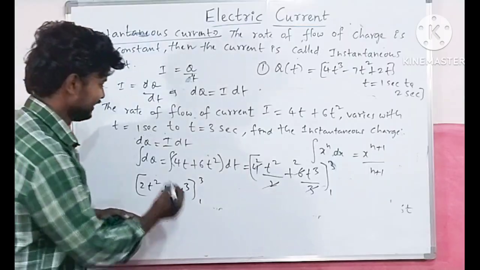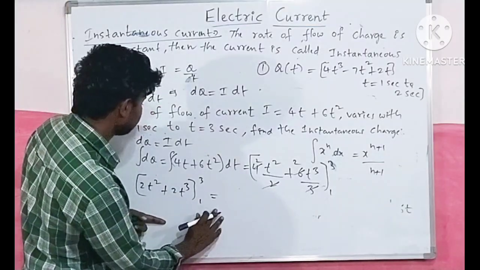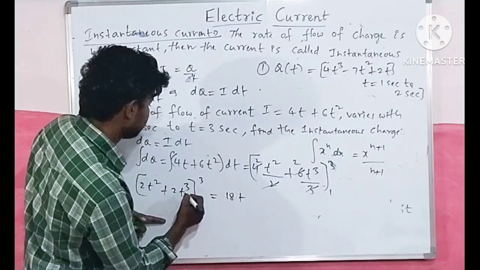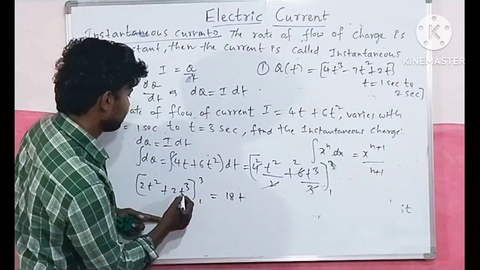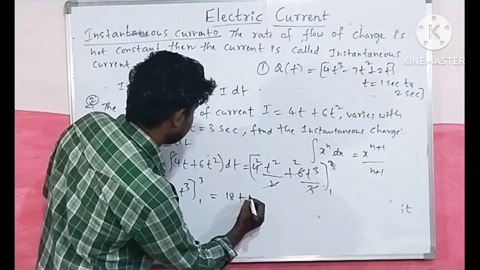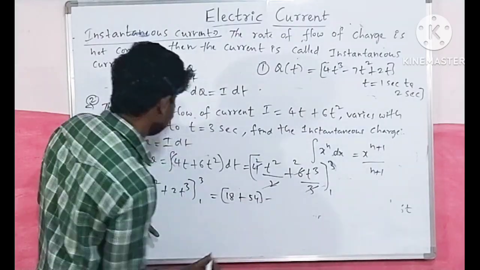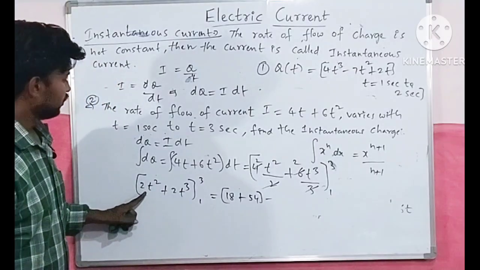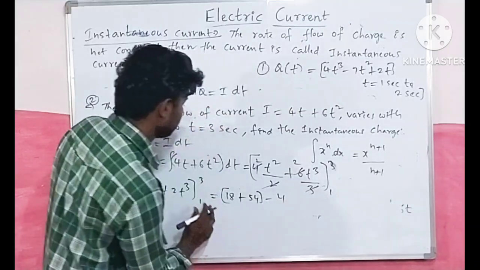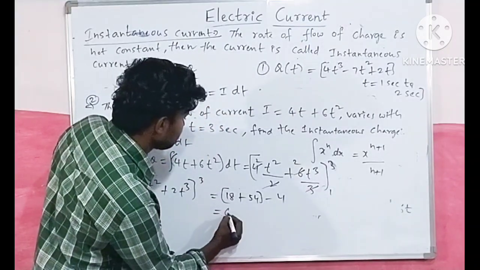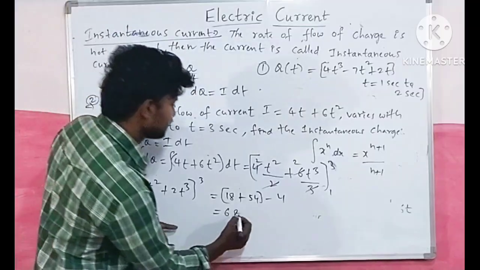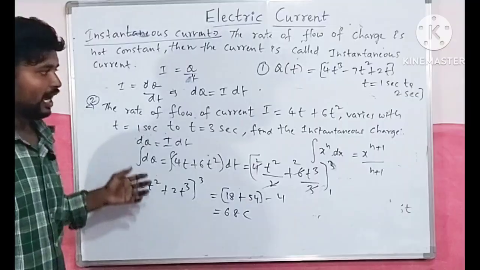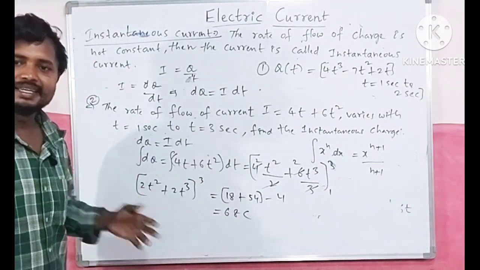First we put in 3. When we put 3 here, we get 2 into 9, 18, plus 27 into 2, 54, so 72. Minus, when we apply 1, we get 2 plus 2, 4. So you will get 68 coulombs of charge. This is how to find the instantaneous charge and instantaneous current.